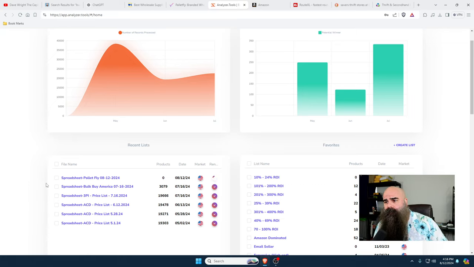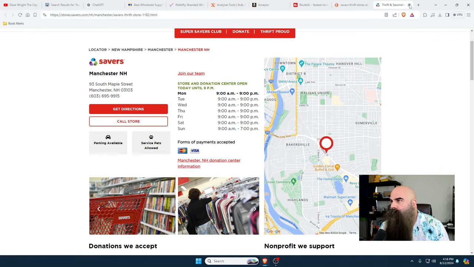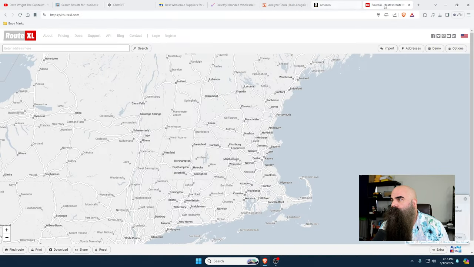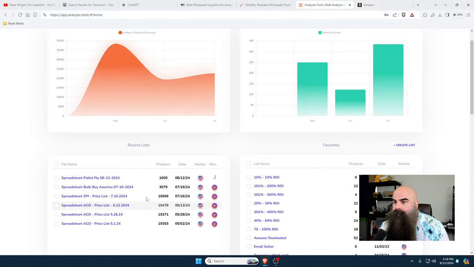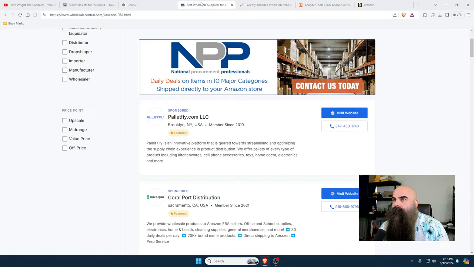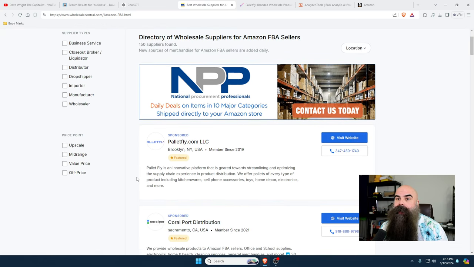But we can go through a few things while this is scanning. Let me shut down the thrift store, Savers, route, and keep Amazon up. This is scanning. We've got 23% processed, and I'll get an email. So let's go back to Wholesale Central while that is waiting.